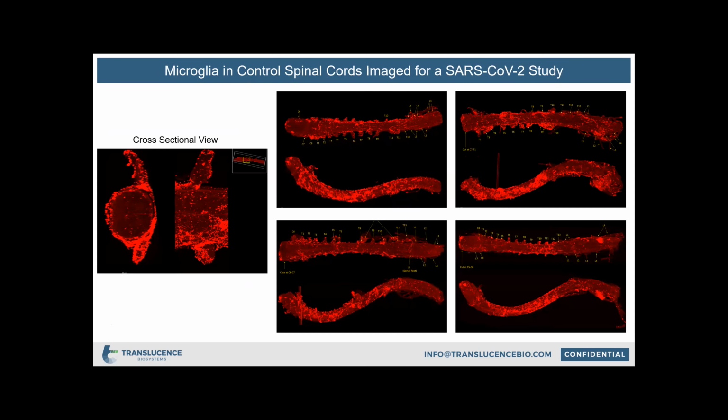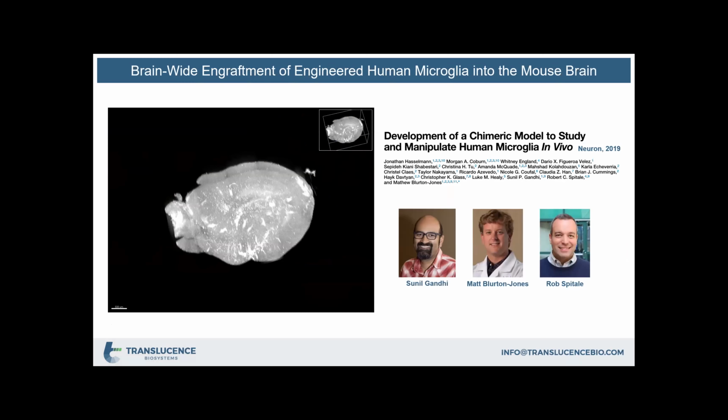This is just an example of some spinal cords. We have movies of this, but I didn't have it available. So this is part of a SARS-CoV-2 study where we're looking at neuroinflammation in the CNS and the spinal cord. So you can image spinal cords.